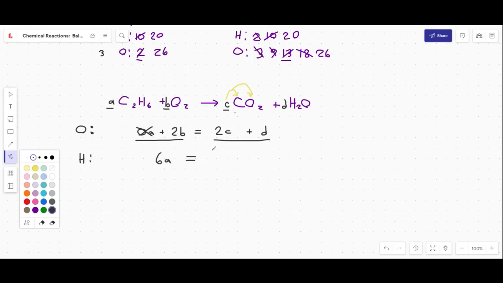It's just going to end up being 2D, because there's only hydrogen and water, and there's 2 hydrogens for every water, so D times 2 is going to give you the number of hydrogens, so 2D.